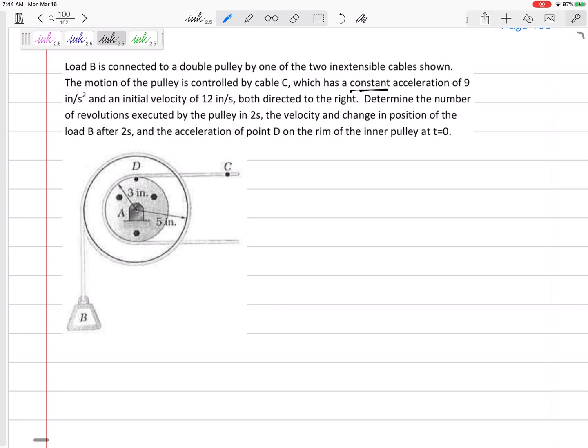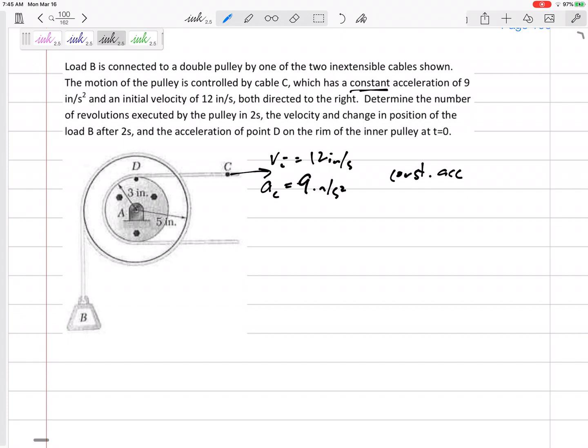All right, it's asking for a lot, isn't it? And where are we going to start? Well, we were told that this acceleration of cable C is 9 inches per second squared, and a v initial of 12 inches per second, and a constant acceleration. If that rope has a constant acceleration, then the pulley that it's connected to will have a constant angular acceleration. So I can use my constant acceleration equations, or my constant angular acceleration equations. Either of those would be good.